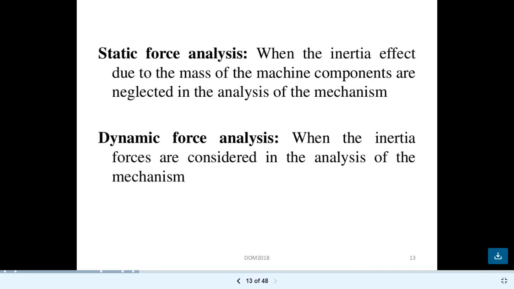That means we are not considering the inertia force; the body is under the rest condition. Only when the body is at rest is the inertia force neglected. That condition is called static force analysis. The dynamic force analysis means when the body is moving, some inertia will act. When the inertia forces are considered in the analysis of the mechanism, that is called dynamic force analysis.